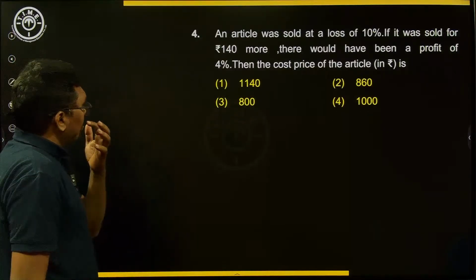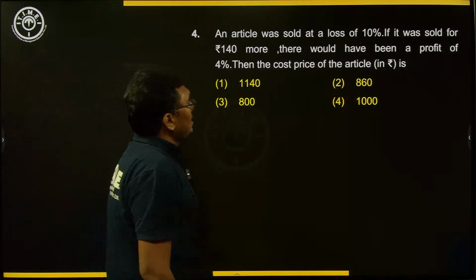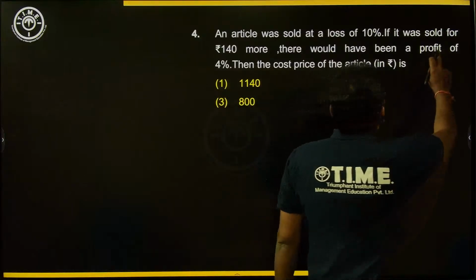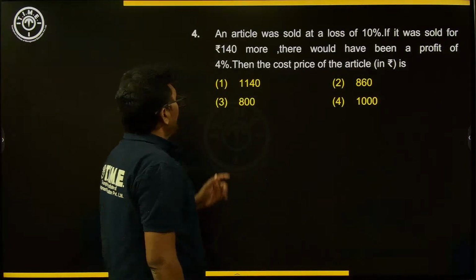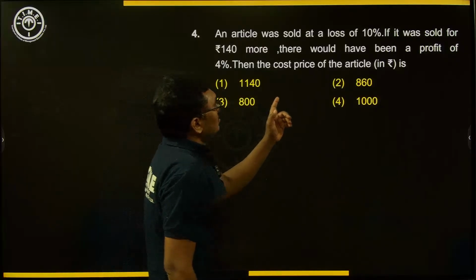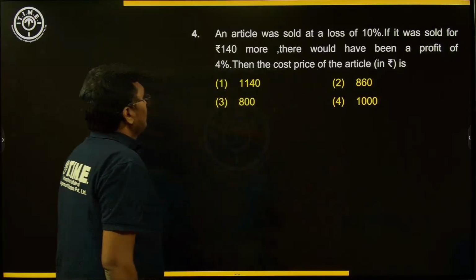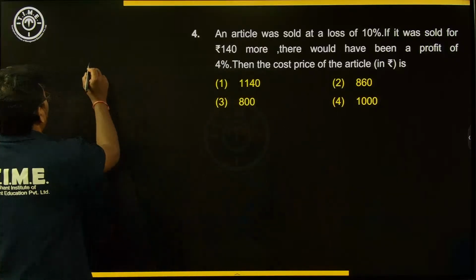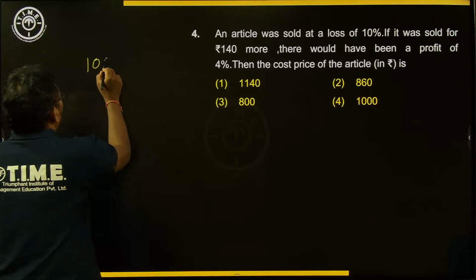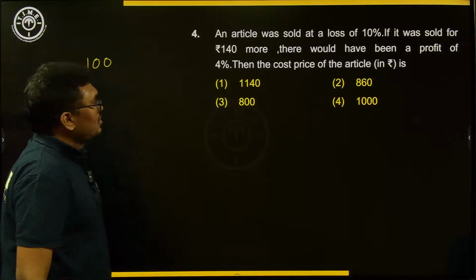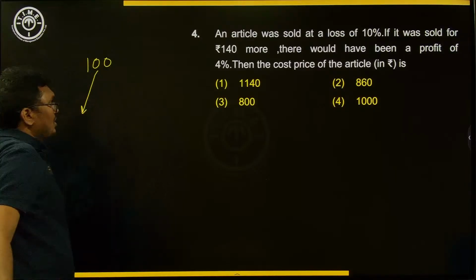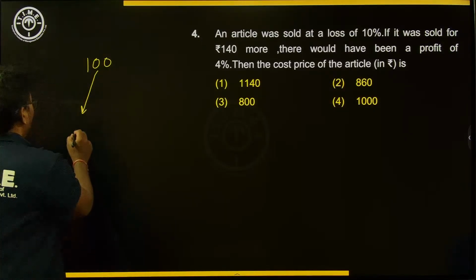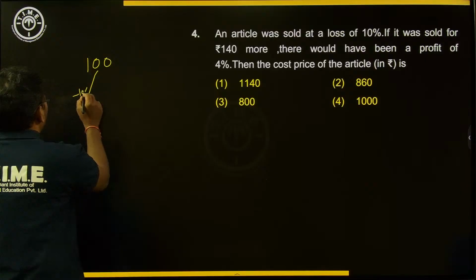Next, see question number 4. An article was sold at a loss of 10%. If it was sold for 140 more, then there would have been a profit of 4%. So let us say the cost price of the article is 100. If it is sold at a loss of 10%, what will the selling price be? Minus 10%, that is 90.